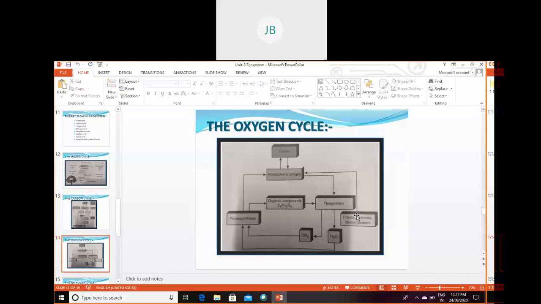So always respect nature, always respect mother earth. What we are getting from the plants is priceless. Nowadays people are paying so much money for oxygen, but the plants are giving it to us free of cost. Okay, so this is about the oxygen cycle.